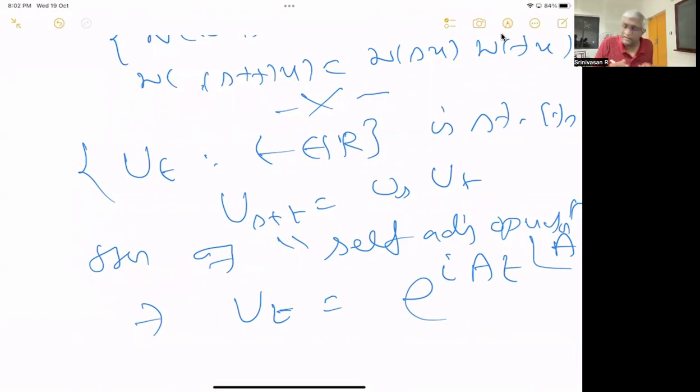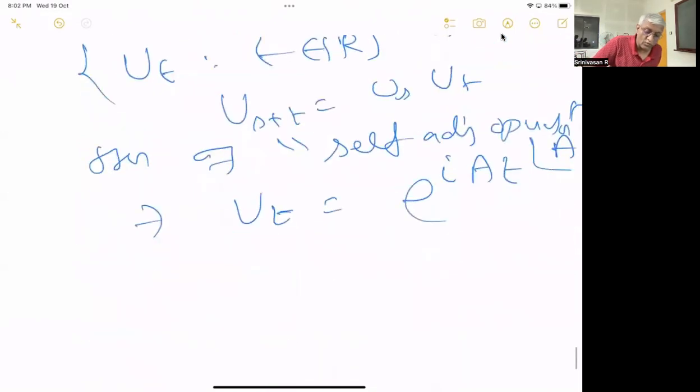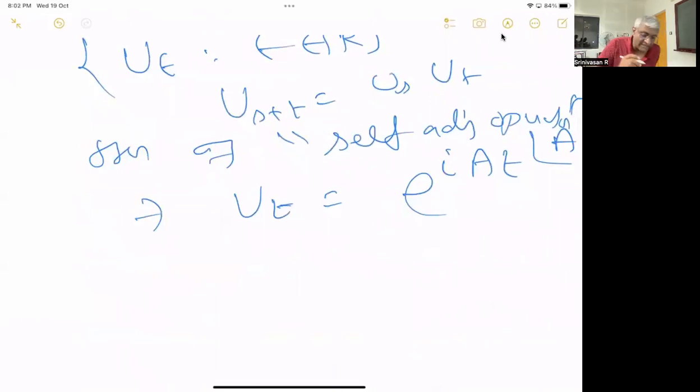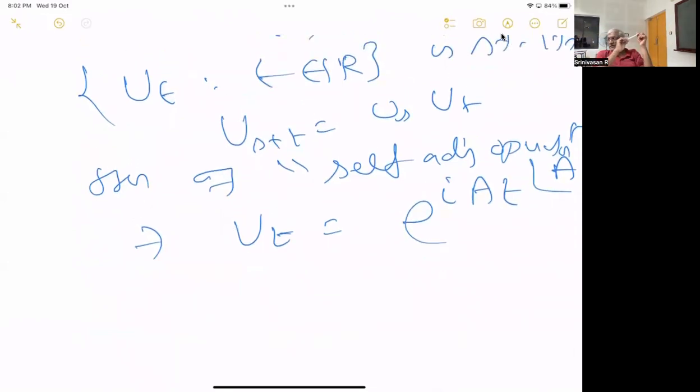U T is a group. This is not just for Weyl operators. This is true for any abelian group, any one parameter group, a group indexed by R, with U S plus T equal to U S U T. Then U T looks like E power I A T. You have to make sense of what E power is.